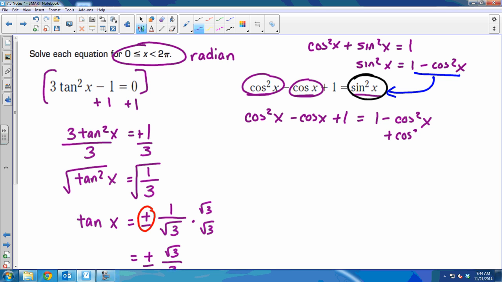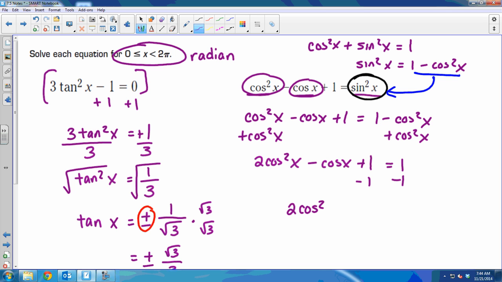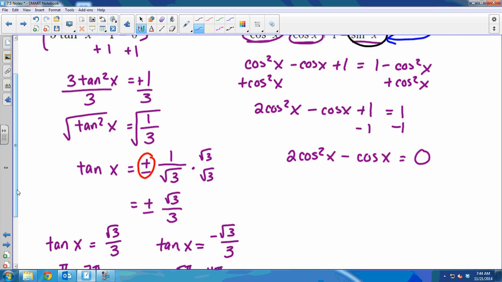I'm going to add cosine squared x. So I've got 2 cosine squared x minus cosine x plus 1 equals 1. I'm going to subtract 1 from each side. So 2 cosine squared x minus cosine x equals 0. And now we're in a unique position. If I have one side equal to 0, if I factor, I can use the zero product property, which says that I can set each factor equal to 0.